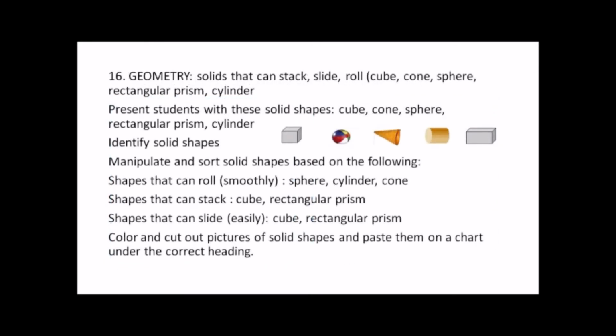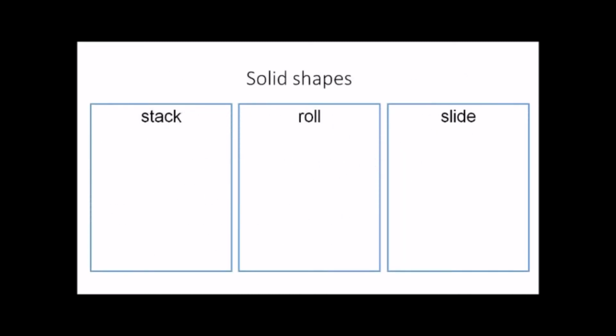Okay, you're moving on with the solid shapes now. You want them to know solids that can stack, slide, roll, and let them sort. Let them manipulate the solids to decide if it can stack, if it can slide, if it can roll. They have to actually do that themselves. And then once they've manipulated them, they can make up a chart or put them into the different groups based on whether they can stack, slide, or roll. But this they can easily do.